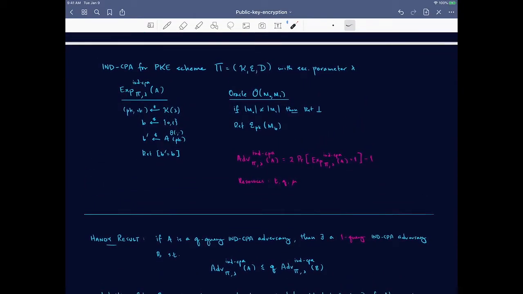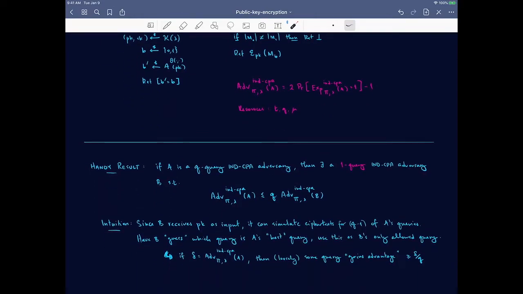B is getting to play, both A and B are playing this IND-CPA game, which means that B, our one query adversary, is getting the public key as input. But that means that B can simulate proper ciphertexts for A. Since B receives the public key as input, it can simulate ciphertexts for Q minus 1 of A's queries. A is asking Q queries. For Q minus 1 of those queries, if you're a little bit clever, you can use the public key to properly simulate things.